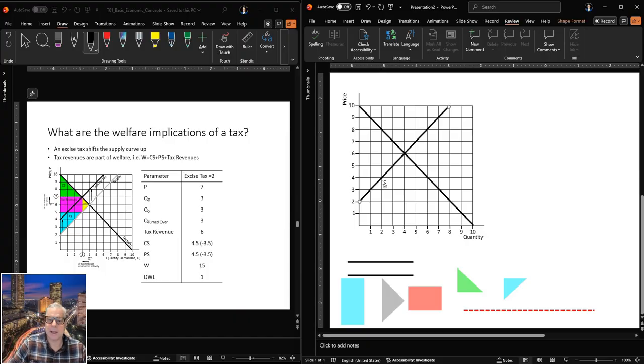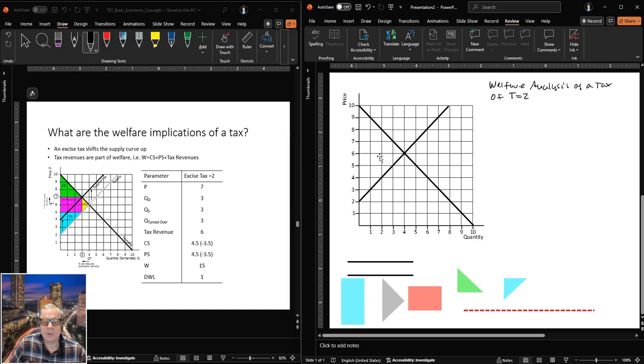demand and supply. So again, the inverse demand is 10 minus Q, and the other one is 2 plus Q. But now we introduce a tax. So now we do a welfare analysis of a tax of T equals 2.